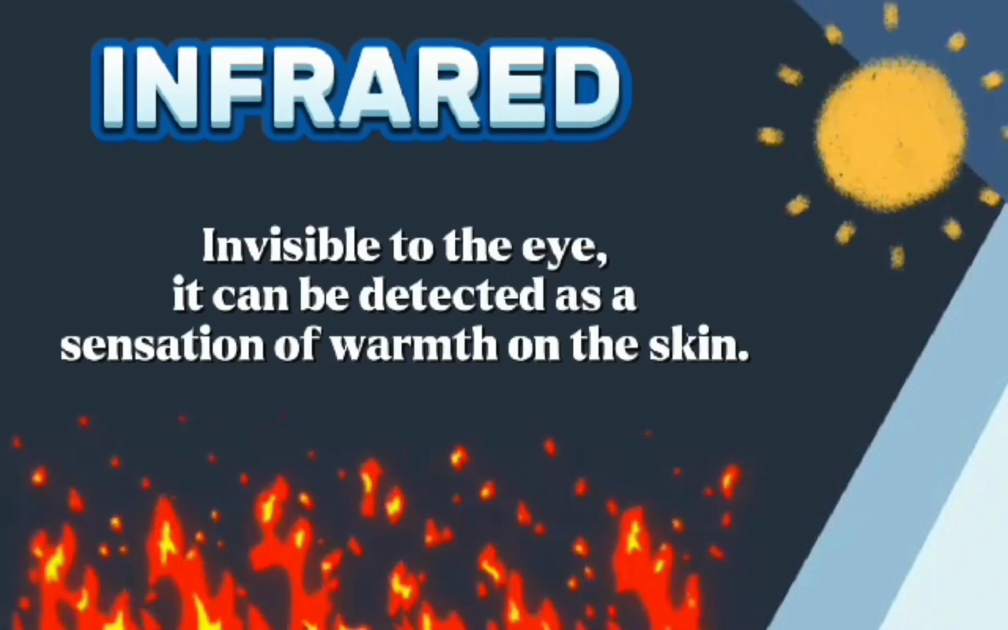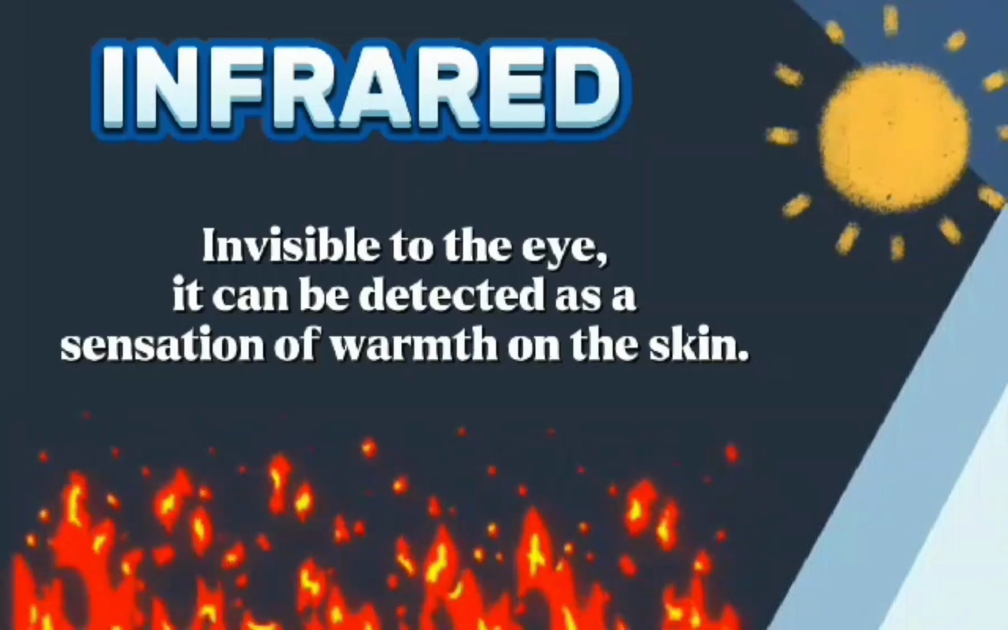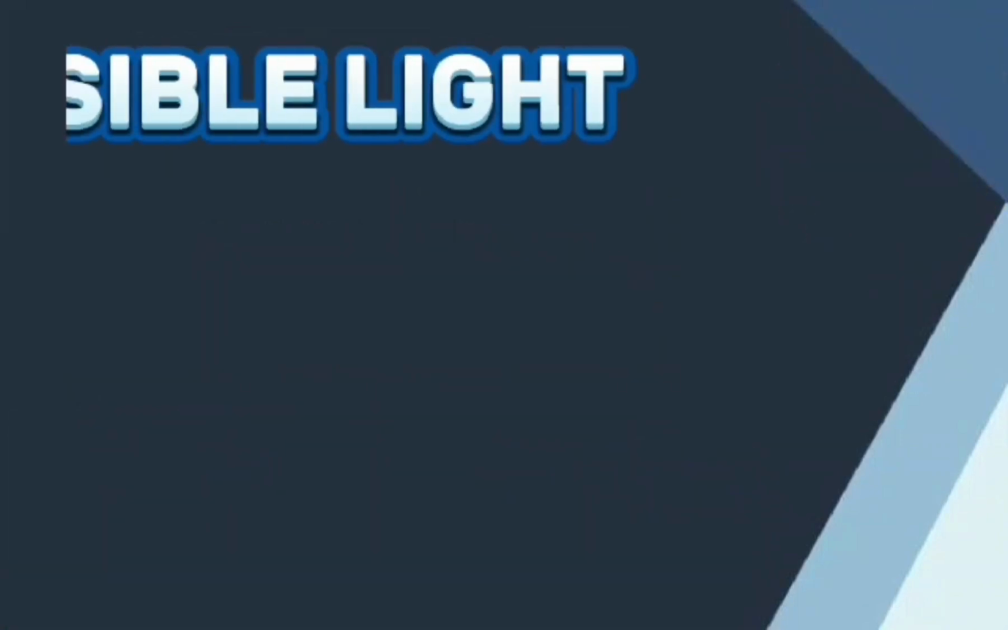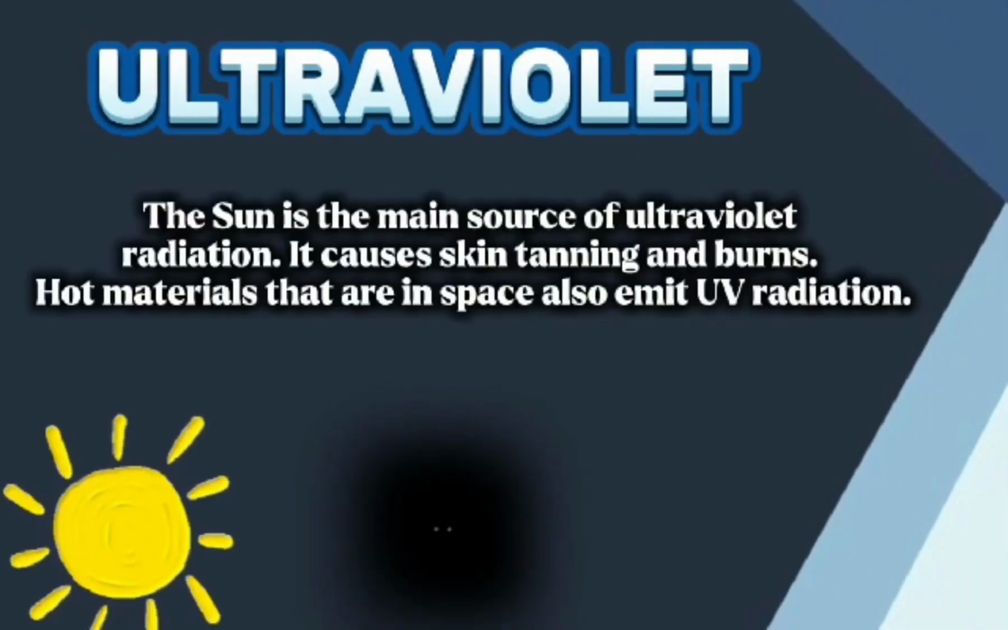Infrared is invisible to the eye. It can be detected as a sensation of warmth on the skin. Visible light is light that can be detected by our eyes. The sun is the main source of ultraviolet radiation. It causes skin tanning and burns. Hot materials in space also emit UV radiation.